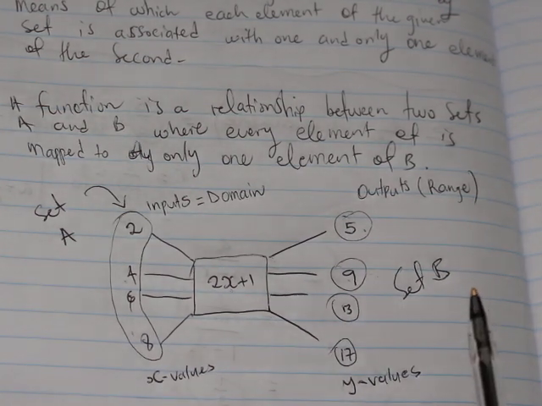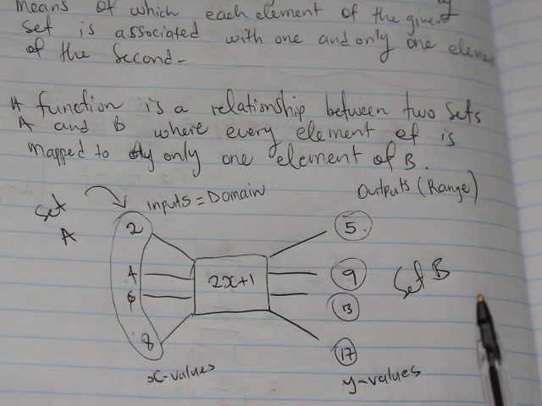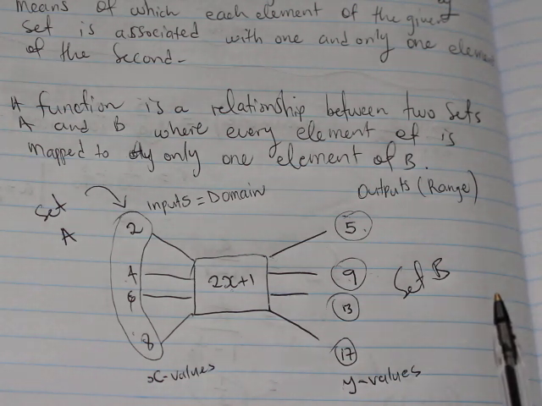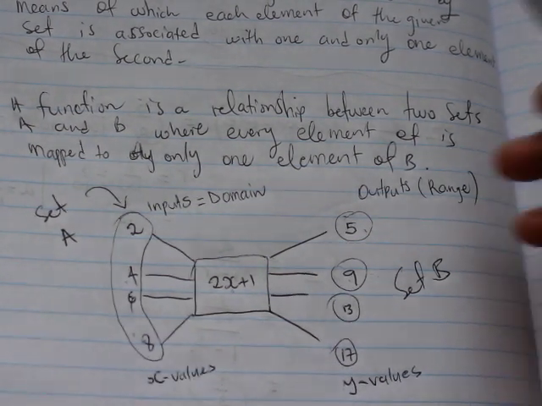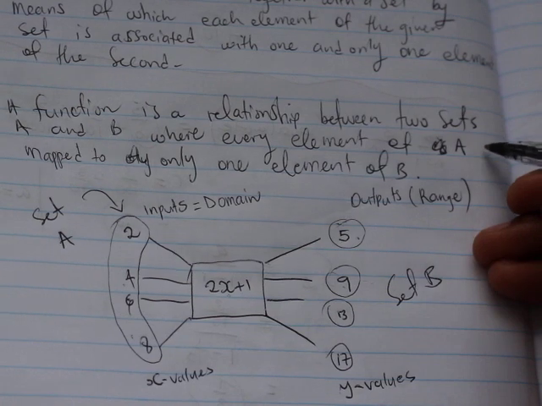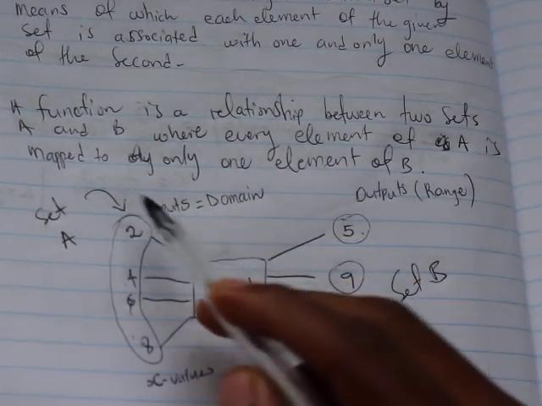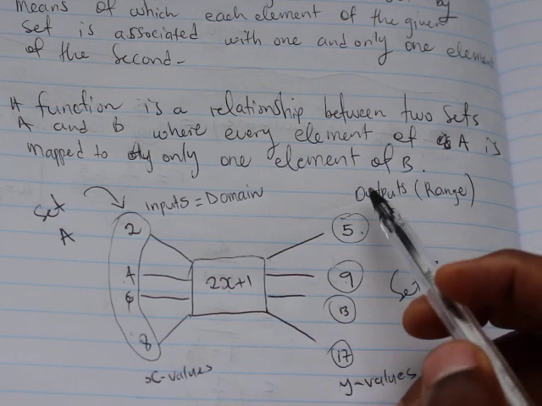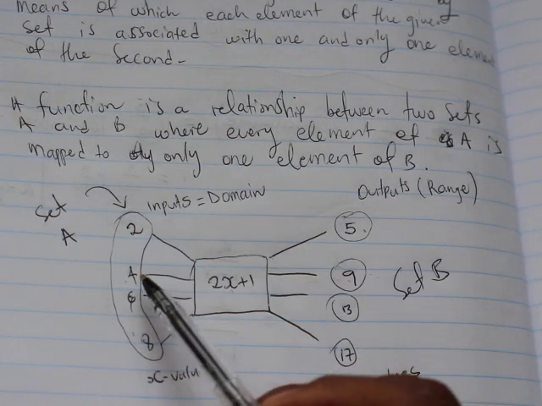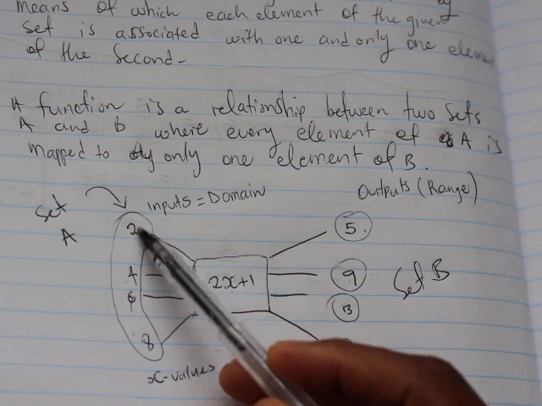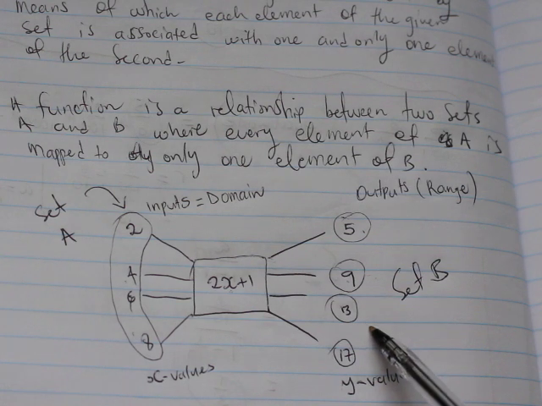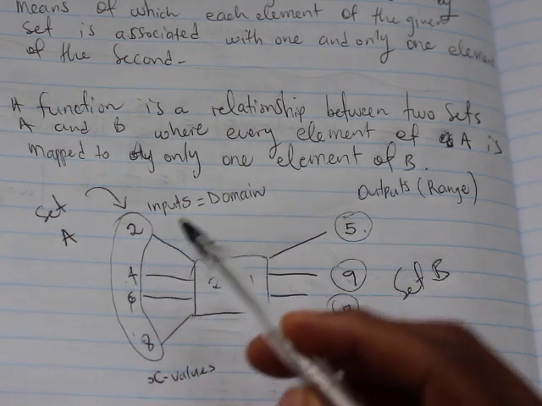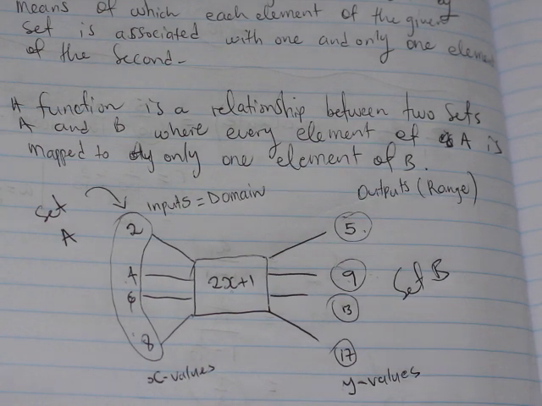It's a relationship between 2 sets, A and B, where every element of A is mapped to only one element of B. So you can see we don't have one element of A going to 2 elements in B. Understand? In other words, it's not allowed for us to have one X value producing 2 Y values. That would be a problem.